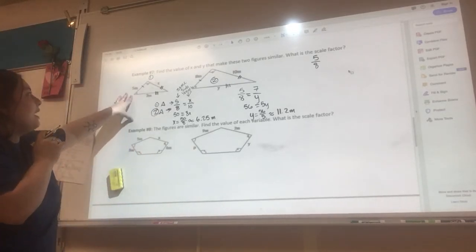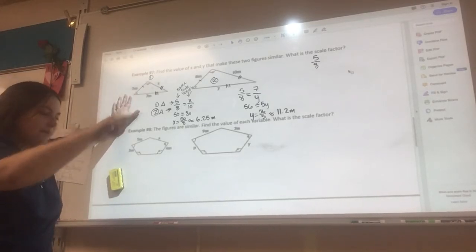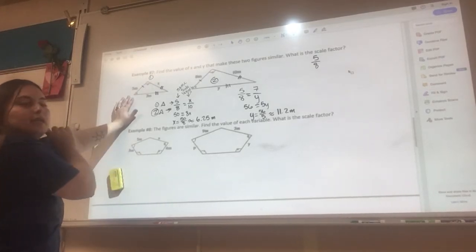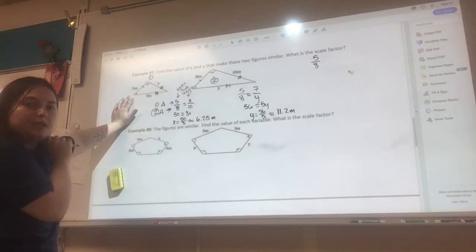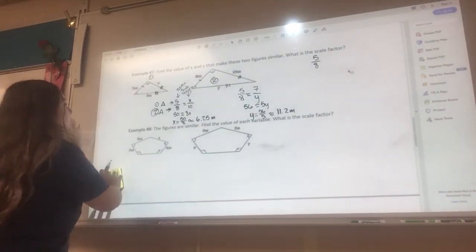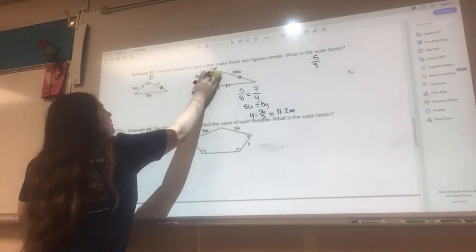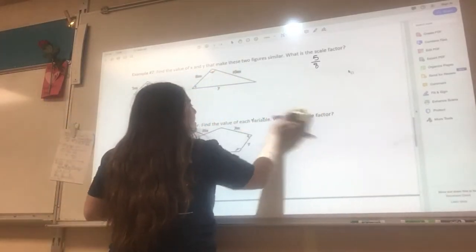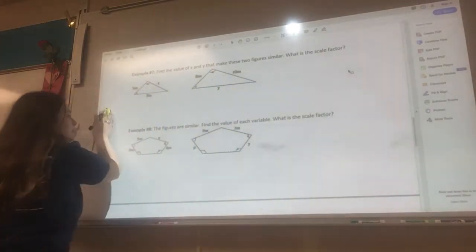If you have determined that number 7, you're like, yep, I got this, move on to 8. Take a moment to pause the video and attempt it yourself. If not, please follow along with me, and we'll finish up this page of notes.